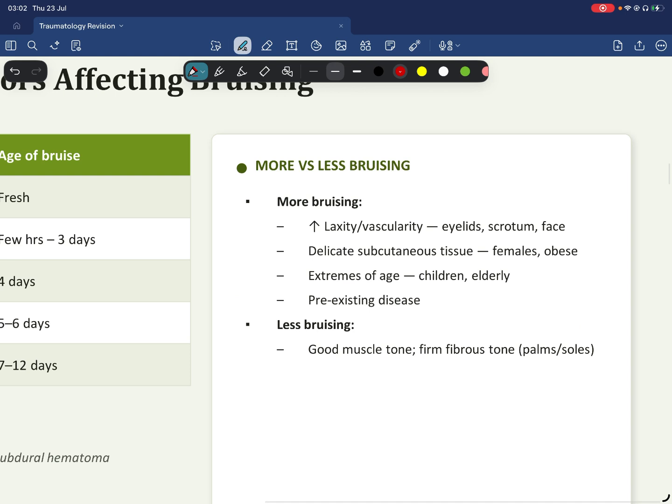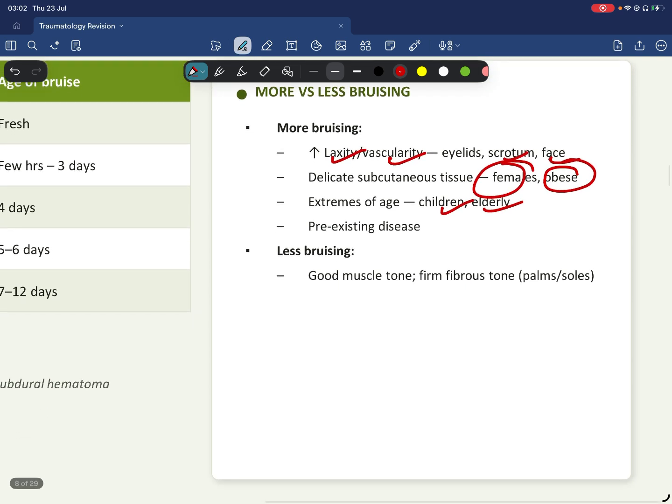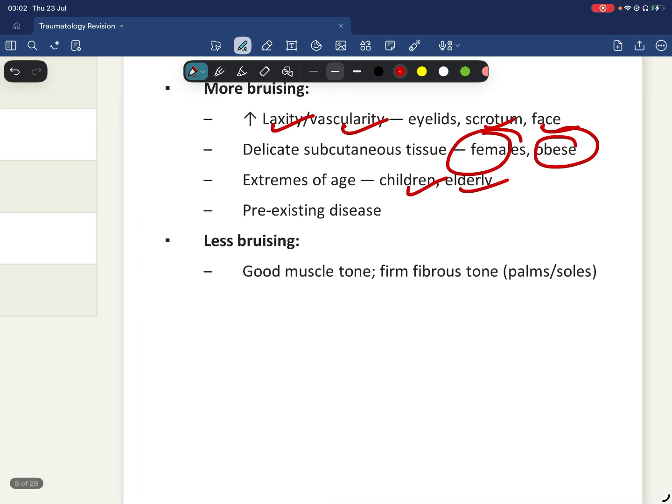We have factors affecting bruising. More bruising is seen in lax parts of the body, such as the scrotum and face, and in highly vascular areas such as the face. Delicate subcutaneous tissue, typically seen more in females and obese individuals due to higher fat content, also increases bruising, as do extremes of age, such as children and the elderly, and pre-existing disease. Less bruising is seen with good muscle tone and firm fibrous tissue, such as the palms and soles.